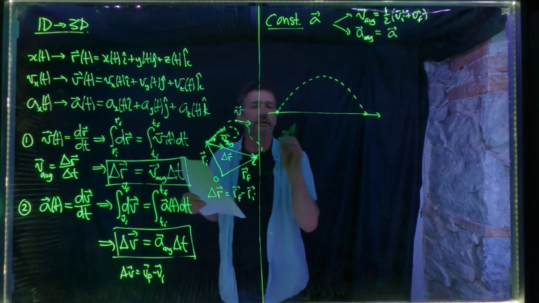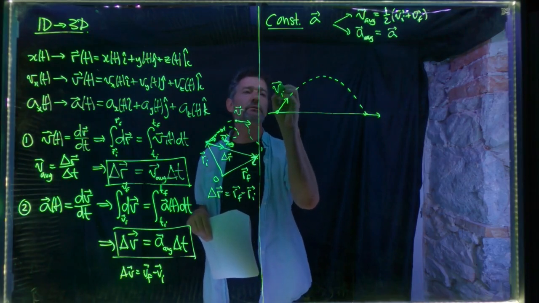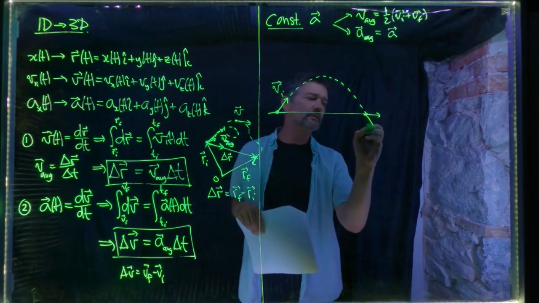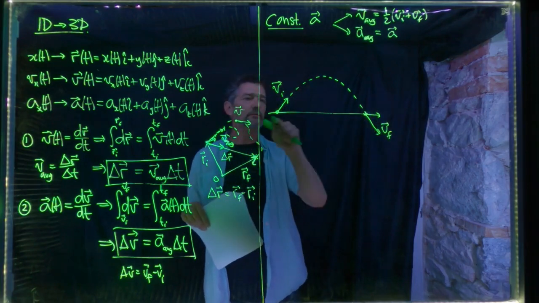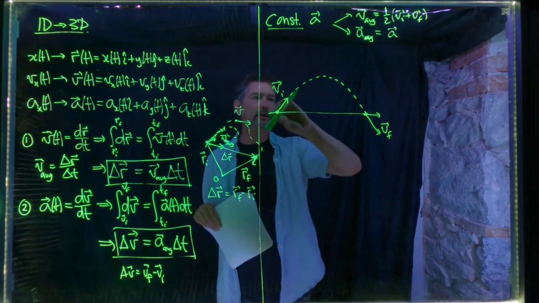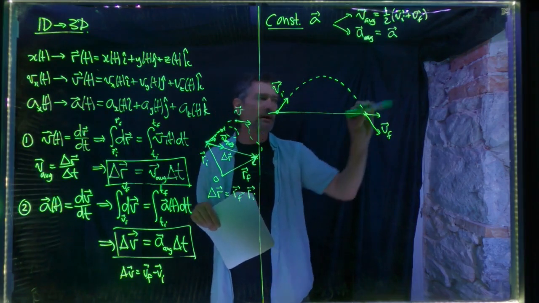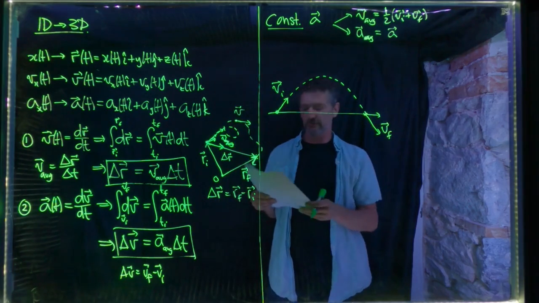Anyway, so we start like this, and we say this is the initial velocity vector, v initial, and this is the final velocity vector, v final. Because of the symmetry, we know that v initial and v final have exactly the same length, and they are pointed at whatever, 30 degrees up here, and then 30 degrees down. So these are symmetrical, v initial and v final.